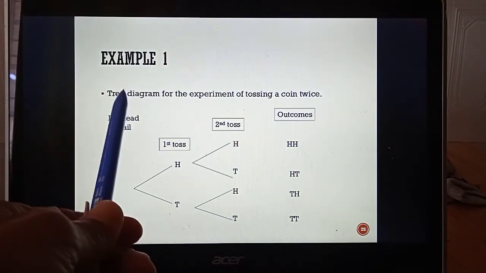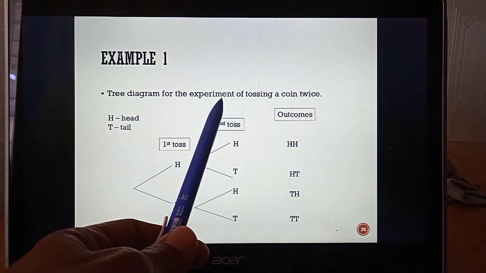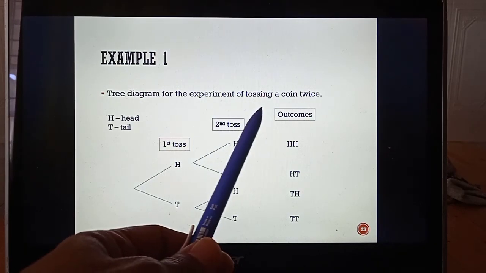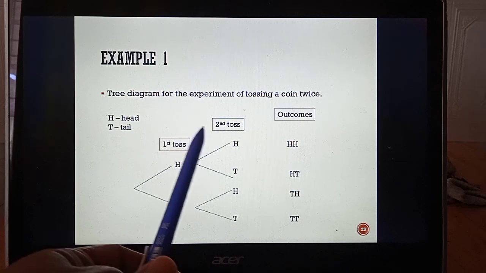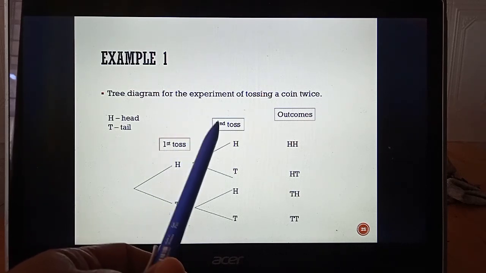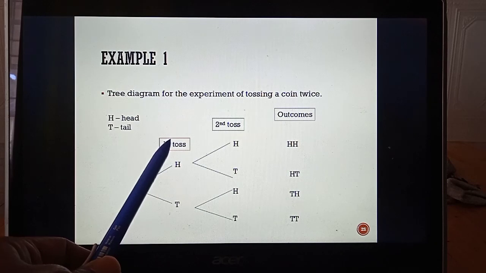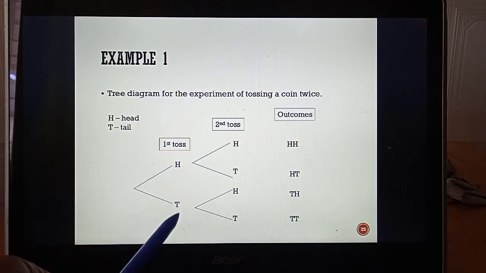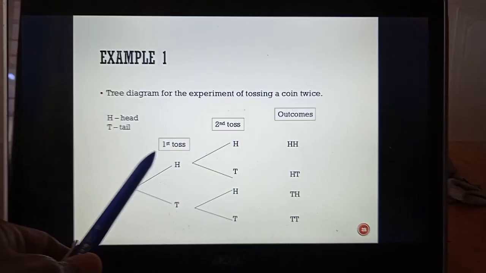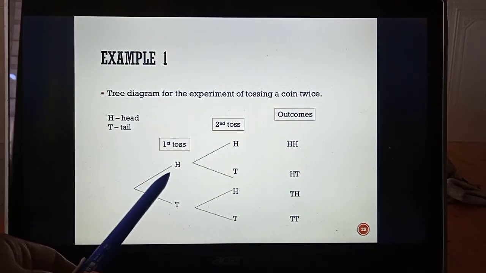Okay, now example of tree diagram for the experiment of tossing a coin twice. So we toss coin 2 times. Now we want to use a tree diagram to represent the sequence of events. Okay, for the first toss, we get either head or tail. So there will be 2 options or 2 events. First toss is going to be head or tail.